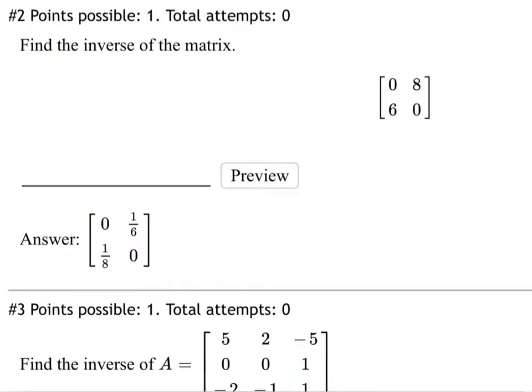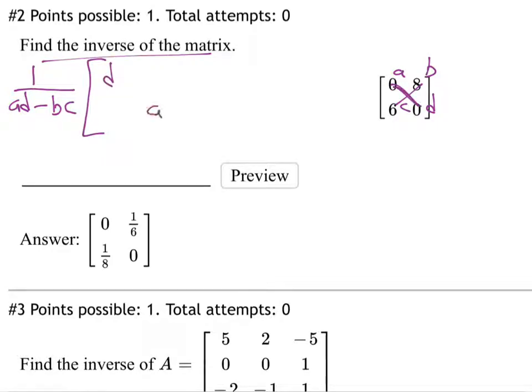Let's try number 2. Let's do the same thing. This one will be a little more interesting, I think. So to find the inverse, this is A, B, C, D. Here's the formula again. It's 1 over A times D, the main diagonal, minus the other diagonal, B times C, times, and then you swap the main diagonal, put D here, A there, and change the signs on the other diagonal. So there it is. Let's work that out.